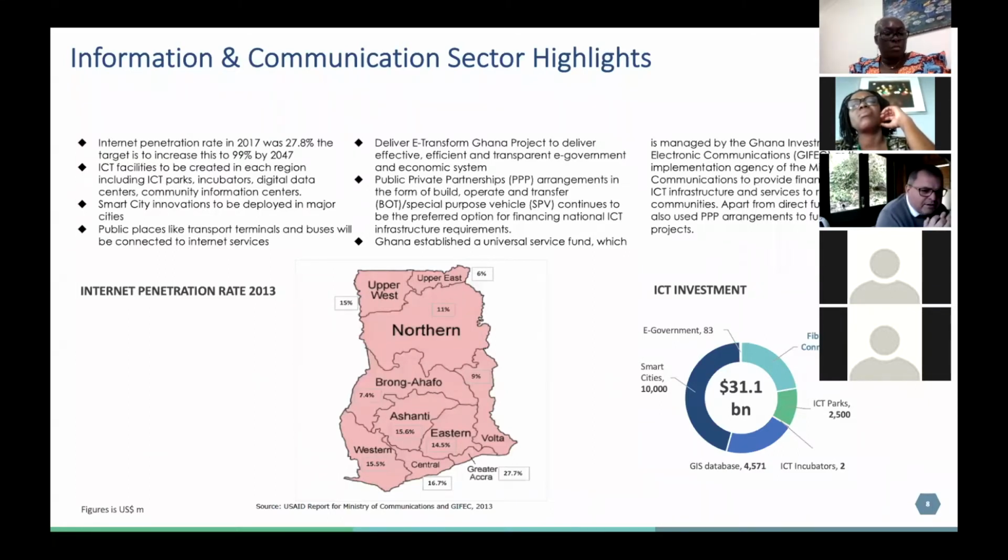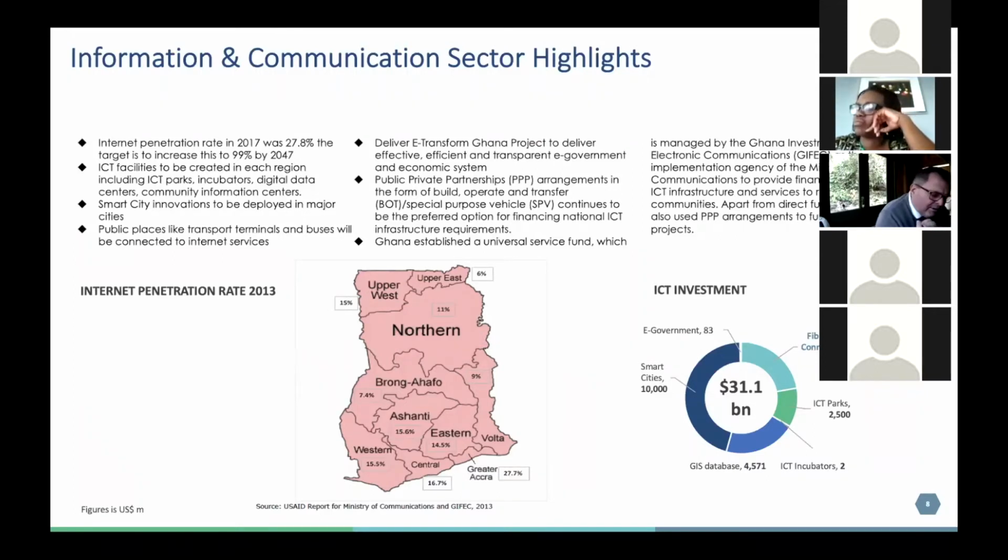Part of that will be delivered through the creation of ICT facilities in each region, including parks, incubators, and digital data centers, but also the installation of internet access points at all public areas such as bus terminals and the like. Within the major cities, there are plans to deploy smart city innovations.